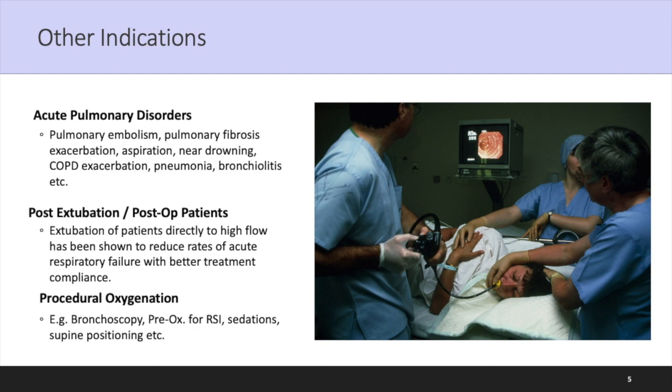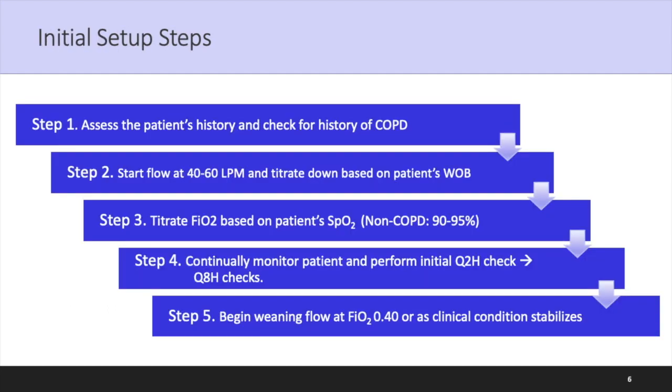And then it's also great for procedural oxygenation. So we can do bronchoscopies while they're wearing the nasal cannula if we're going through the mouth. It's been used for pre-oxygenation during rapid sequence intubation or for support during procedural sedation, supine positioning for lumbar punctures, etc. So tons of indications for this, and it's certainly more comfortable than some of the alternatives.